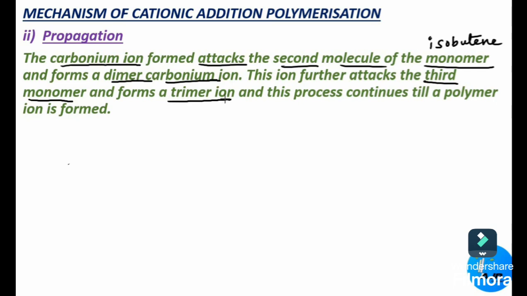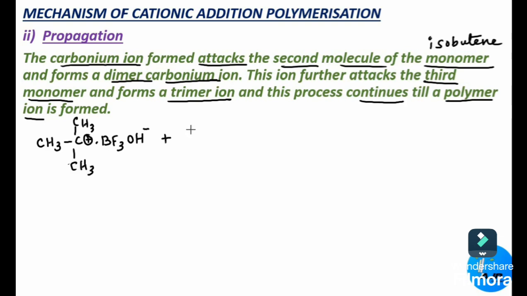And of course, this process will be going on as an endless process, and this continues till it forms a polymer ion. Okay, so let me write down step 2, that is propagation. Now let us have the carbonium ion which is formed in the first step, CH3. This is the carbonium ion which is formed, is it not? Carbonium ion which is formed in the initiation step.